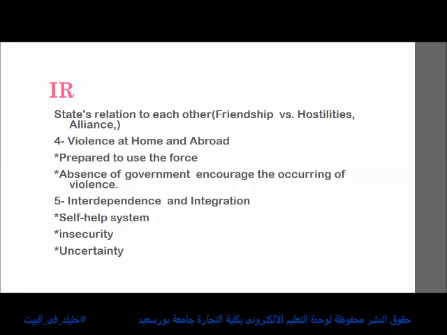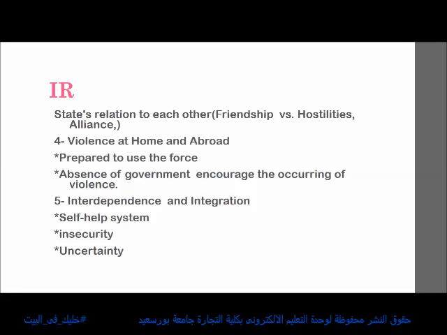Prepare to use the force. Absence of government encourages the occurring of violence. If you don't have a strong government, the violence domestically can really, we can really see it over time. If you have a strong government, you have stability. If you have a strong state, we have stability.